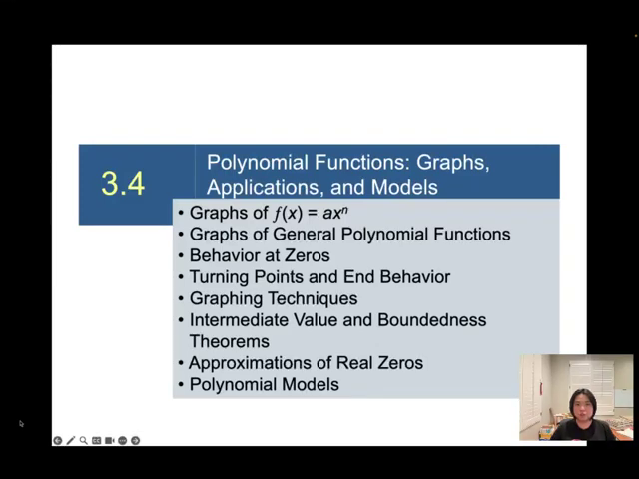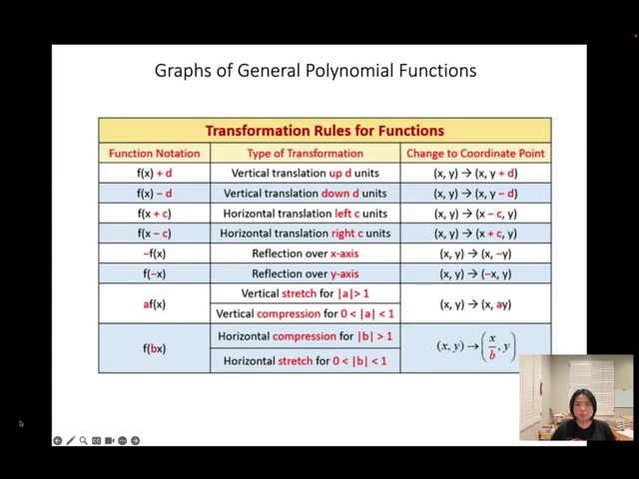Session 3.4 Polynomial Functions, Graph, Applications, and Models. This is the summary for the transformation rules for functions.